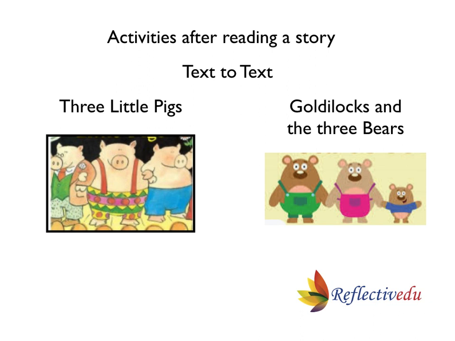For text to text, you can have the students listen to or read 2 separate books that have things that are similar. For example, in Three Little Pigs and Goldilocks and the Three Bears, we have 3 bears and we also have 3 pigs. So what they would have to do is draw the similarities.